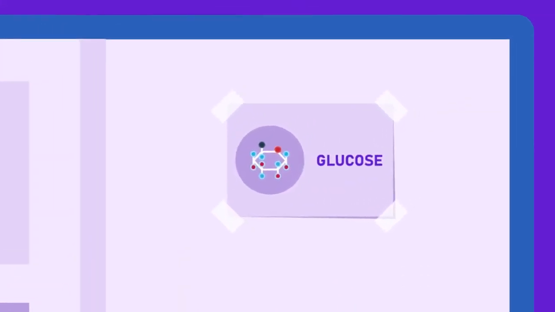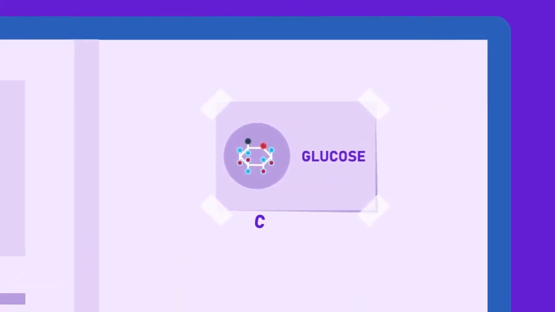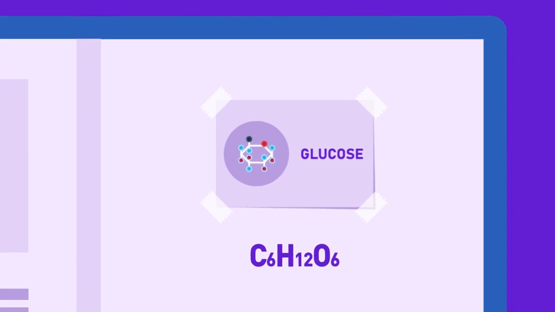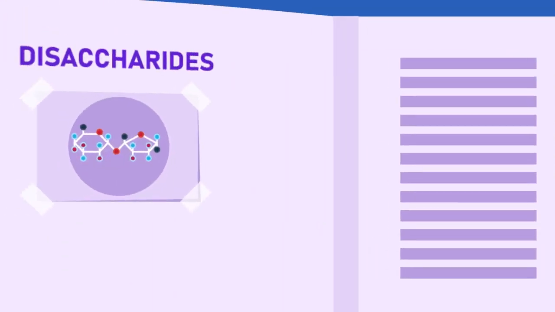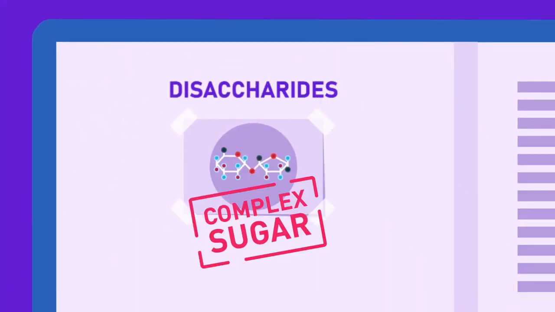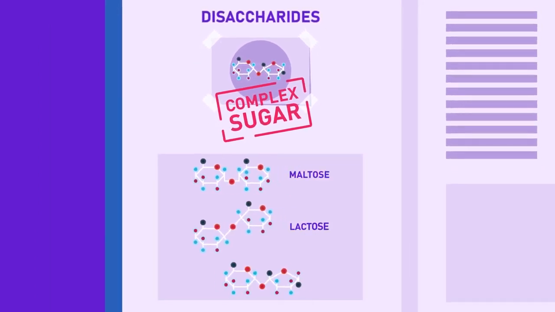The sugar glucose is one of the simplest forms of sugars and has the chemical formula C6H12O6. The generalized formula for carbohydrates is CnH2mOm. In the case of glucose, n and m are equal to 6. Disaccharides are also known as complex sugars as they have complex chemical compositions. Maltose, lactose, and sucrose are their examples.